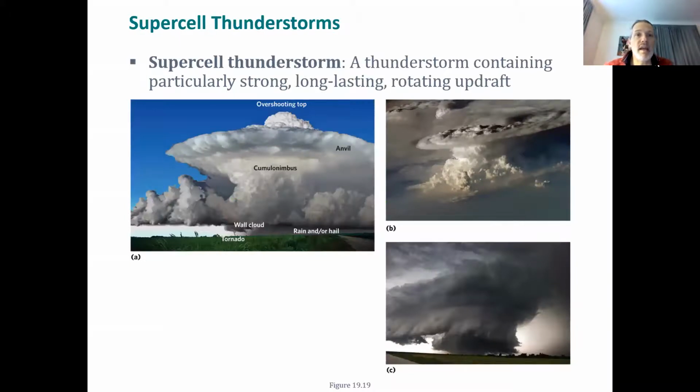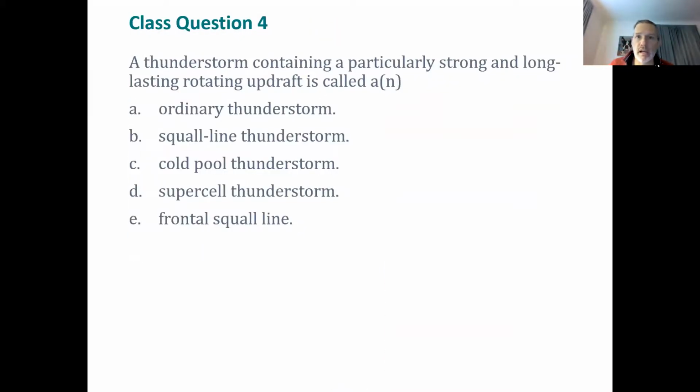And then finally, we have supercell storms, and these are very long-lasting, rotating updrafts. As we start looking at these supercells, let's look at them a little bit more in depth here. A thunderstorm containing a particularly large, long-lasting, rotating updraft is called a supercell.